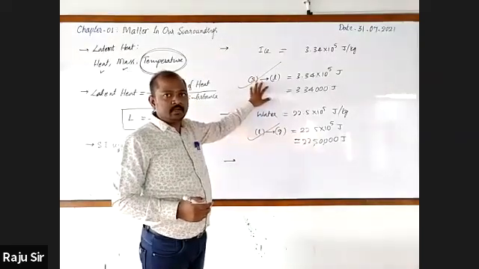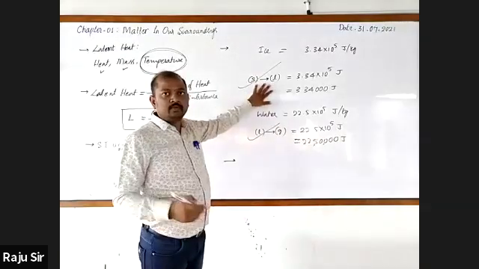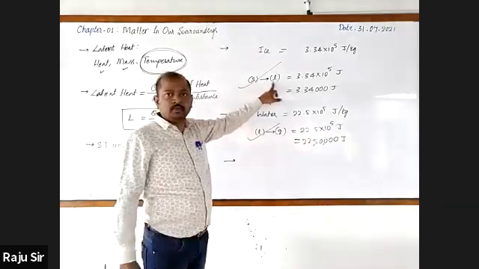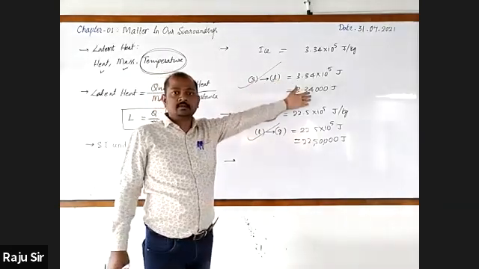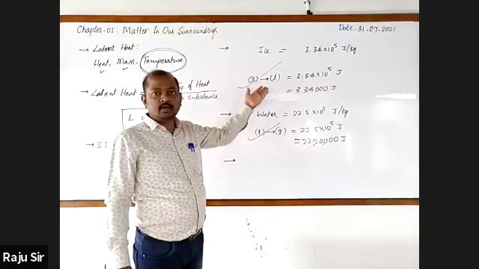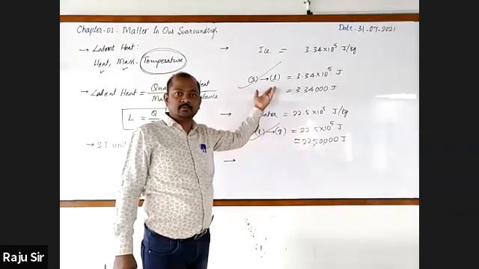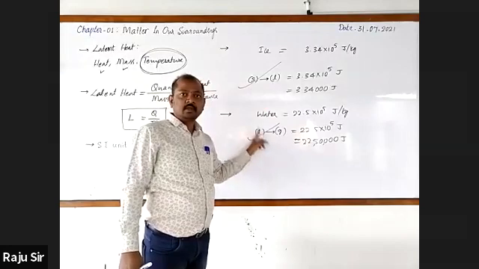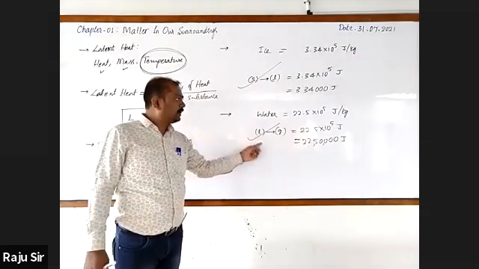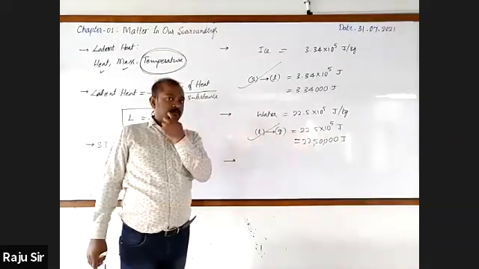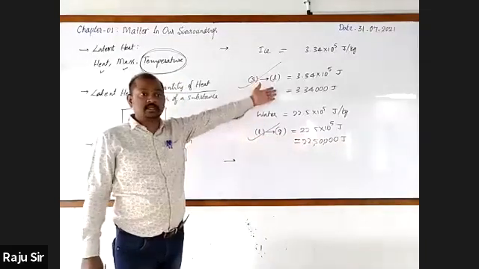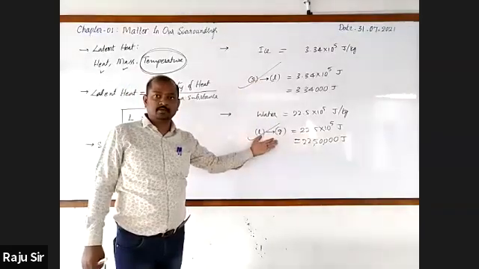Latent heat of fusion is the quantity of heat required to change the physical state of a substance of 1 kg from solid to liquid at its melting point. It's called latent heat of melting or fusion. Next, vaporization: the amount of heat required to change the physical state of a substance of 1 kg from liquid to gas at its boiling point. The previous one is at melting point, and this is at boiling point.